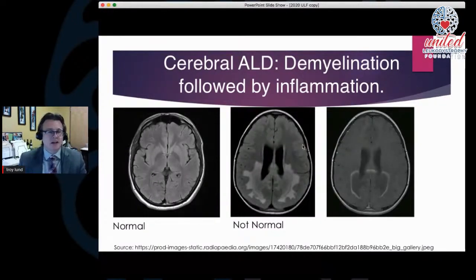Now this is accompanied, when you get an MRI, we infuse a contrast agent called gadolinium, which is a heavy metal. And that metal breaches the blood-brain barrier when that barrier is open and inflamed. And so this is what we often call Garland ring enhancement. And it's characteristic of active cerebral ALD. And so this is what we're looking for to make the diagnosis of active cerebral ALD.